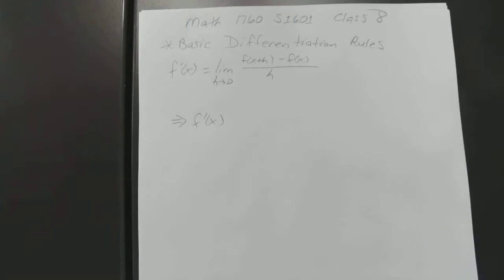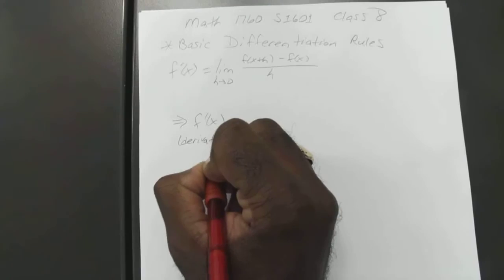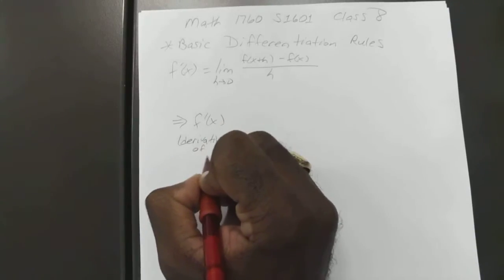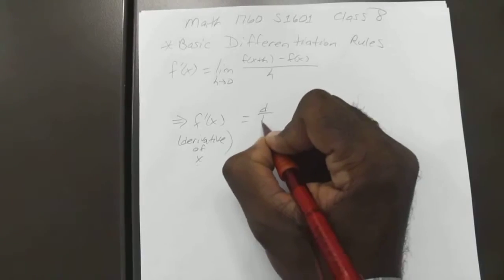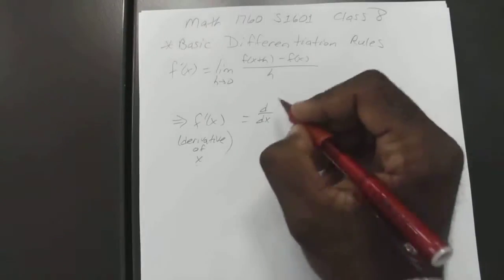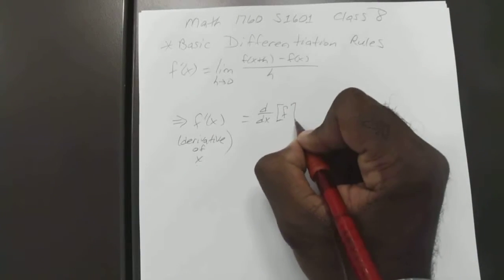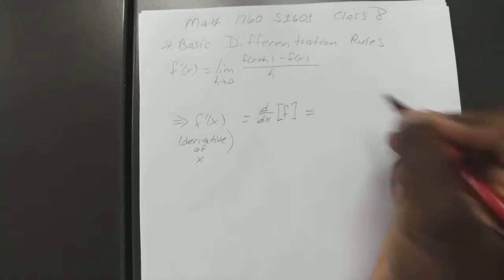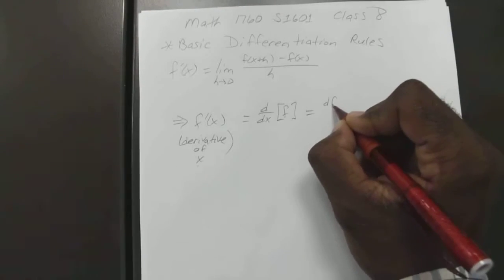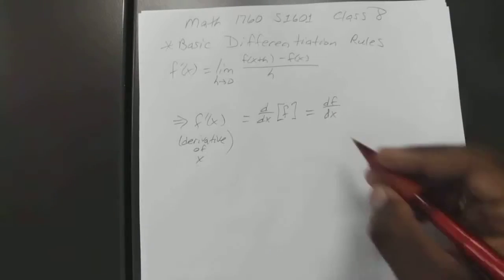All right, so our f prime of x, which we know is the derivative of f, we also see as the derivative with respect to x, or the derivative of f with respect to x.